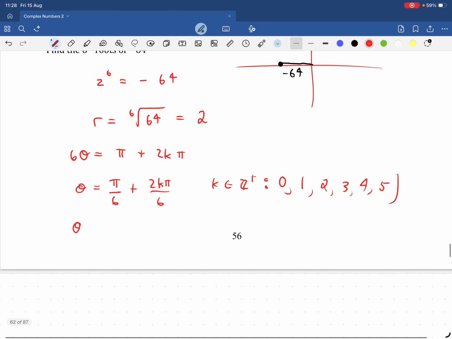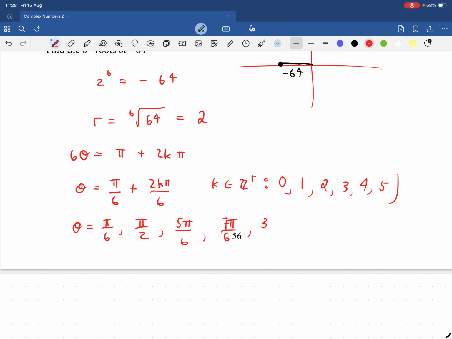So if we go, okay, well that means theta is going to be pi on 6 when k is 0. And then pi on 6 plus 2 times 1, pi on 6 is pi on 2. And then we have, for k is 2, 5 pi on 6, 7 pi on 6, 3 pi on 2, and 11 pi on 6. So the 6th roots of negative 64 are 2 cis pi on 6, 2 cis pi on 2, which is 2i, 2 cis 5 pi on 6, and so on. Please, in an exam, write all of the solutions.